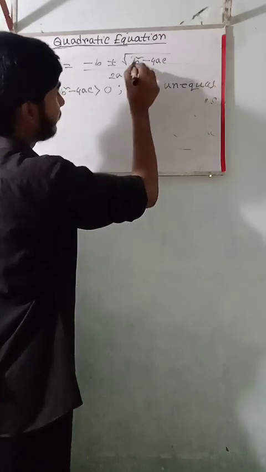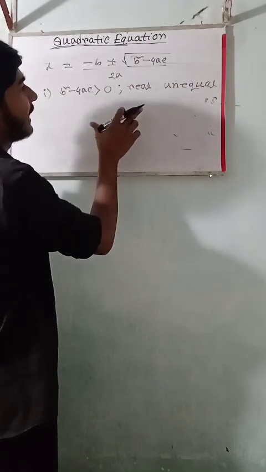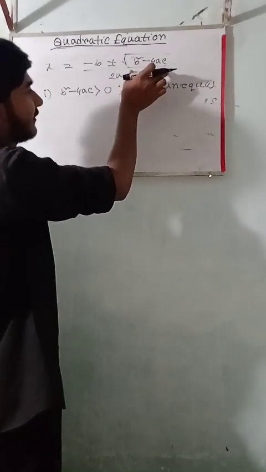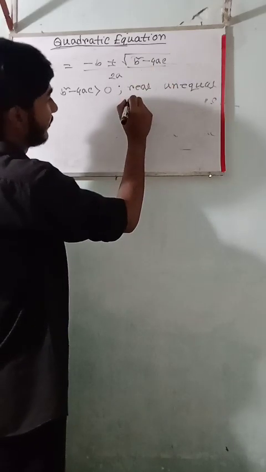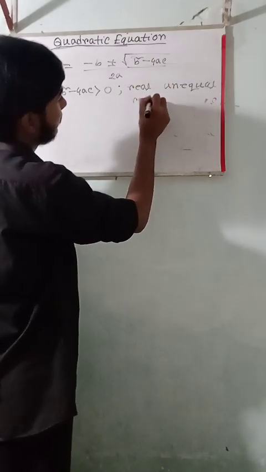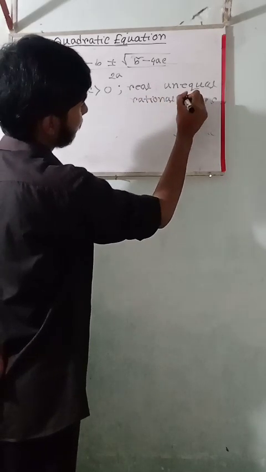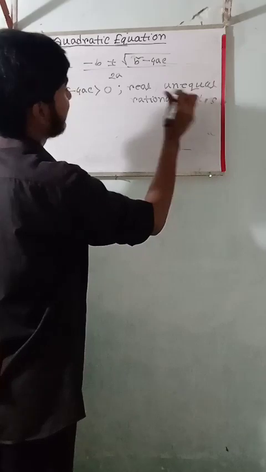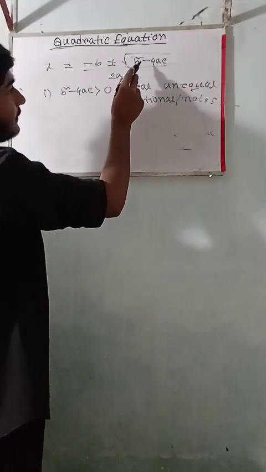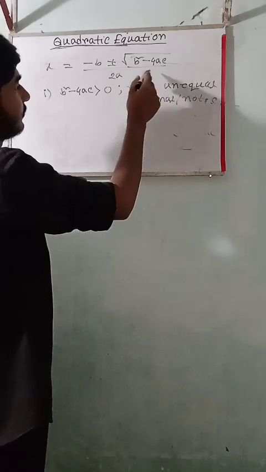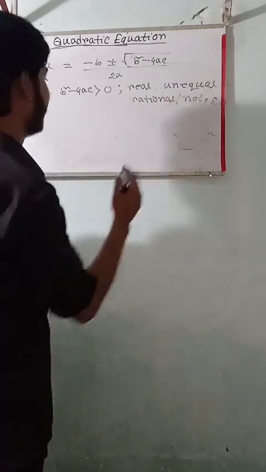And if it is a perfect square, then it will be rational, and if it is not a perfect square, then it will be irrational. So it can be rational or irrational. It can be rational when it is a perfect square, but if it is not a perfect square, then it will be irrational. So it can be rational or not rational.